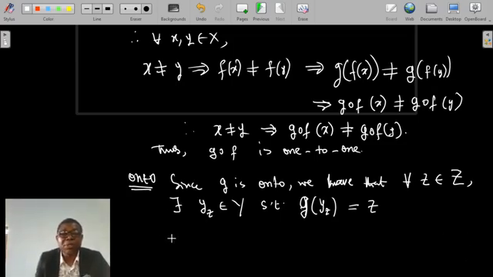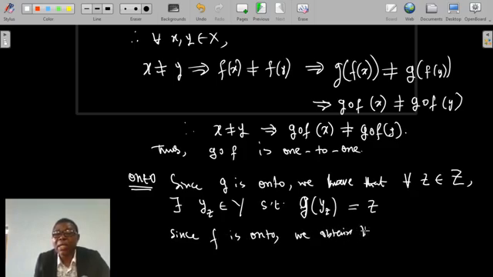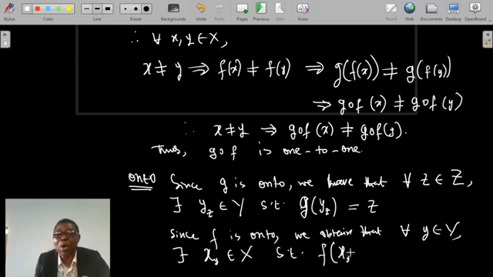Also, since f is onto, we obtain that for any y we pick in Y, there exists x depending on y in X, such that f of x of y is equal to y.